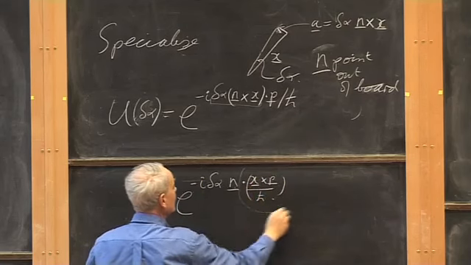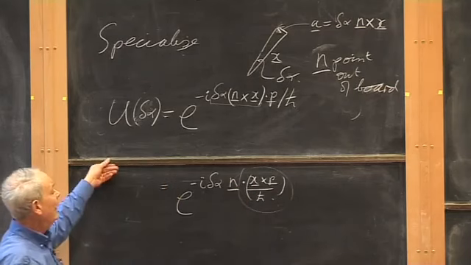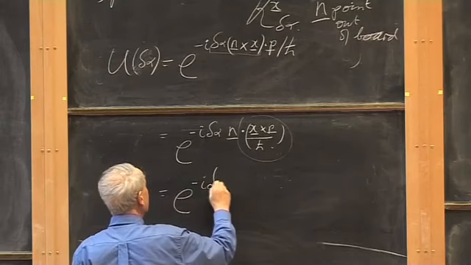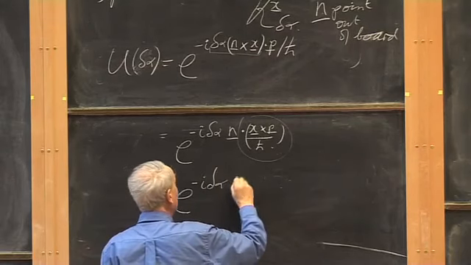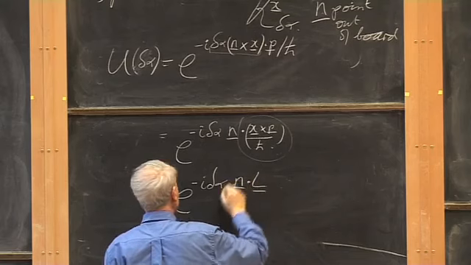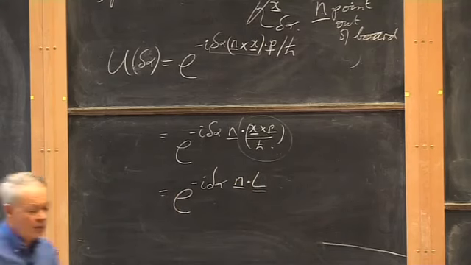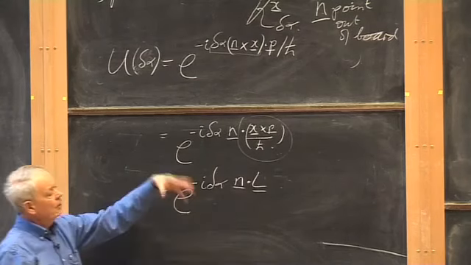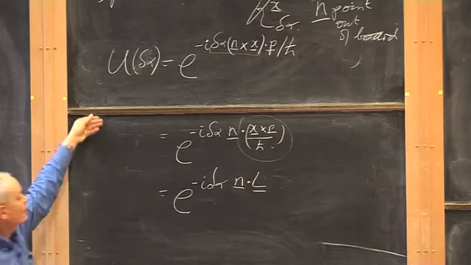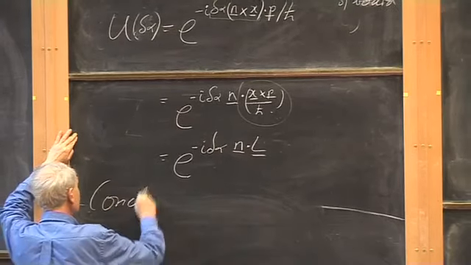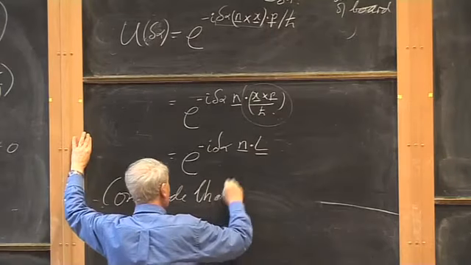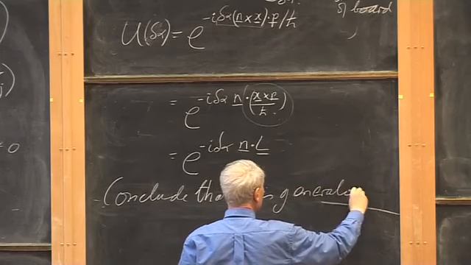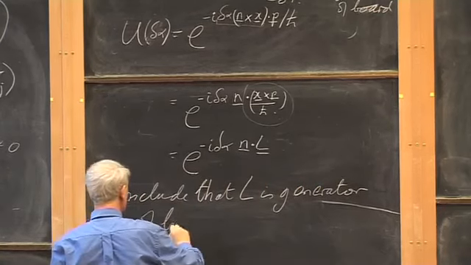But this is what we define to be L. So this is equal to e to the minus i delta alpha n dot L. So that's what we've now discovered, essentially what L does. L is the generator of rotations, of movements around circles. So we conclude that L is the generator of translations around circles.